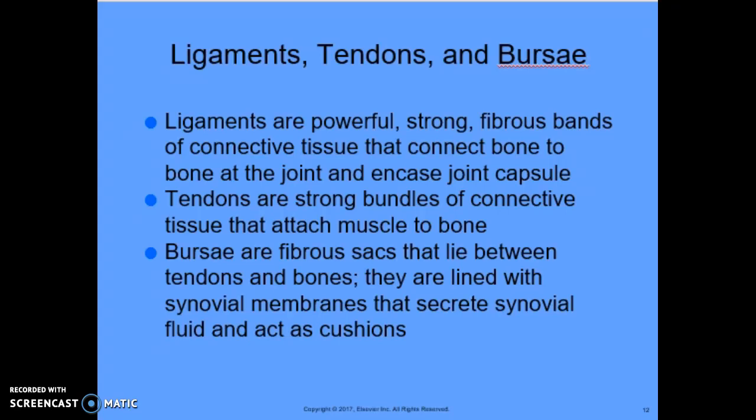So, ligaments, tendons, and bursae. Ligaments are powerful, strong, fibrous bands of connective tissue that connect bone to bone at the joint and encase joint capsules. Tendons are strong bundles of connective tissue that attach the muscle to the bone, and bursae are the fibrous sacs that lie between the tendons and the bones, and they are lined with synovial membrane that secretes synovial fluid and acts as a cushion. Ligaments allow purposeful joint movement, and they prevent excessive movement in any particular joint.